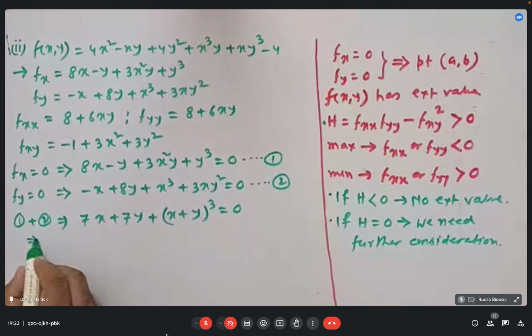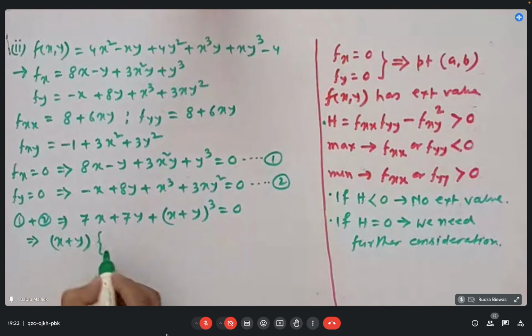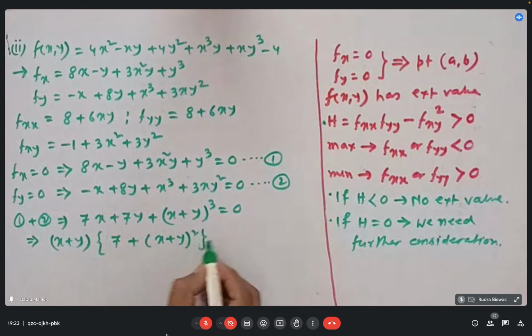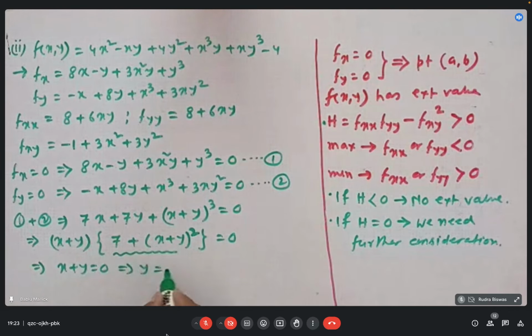So this will give you x plus y common, we are getting 7 plus (x plus y) whole square equal to 0. Clearly this is not equal to 0, so we are getting x plus y is equal to 0, that is y is equal to minus x.